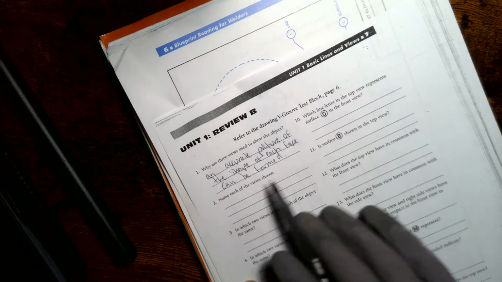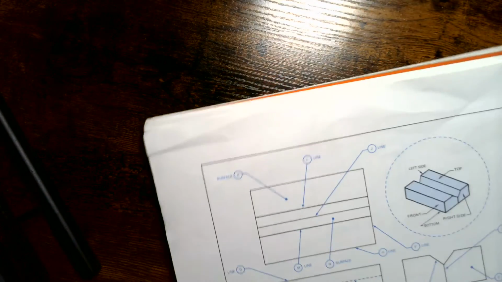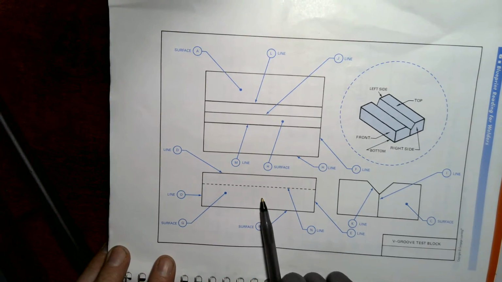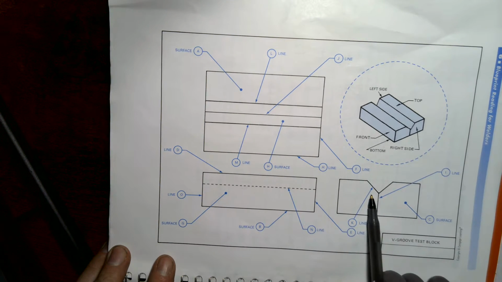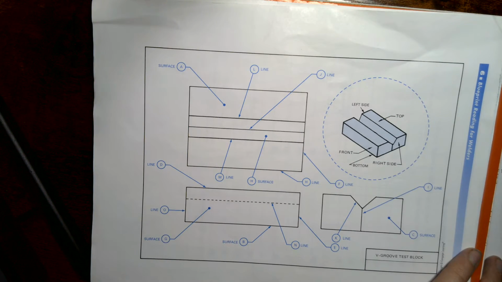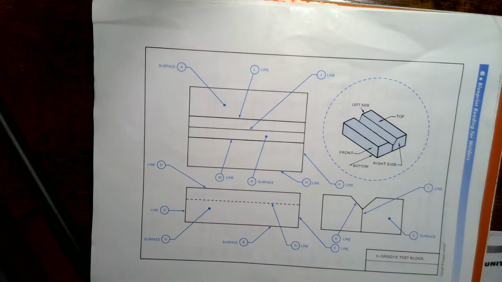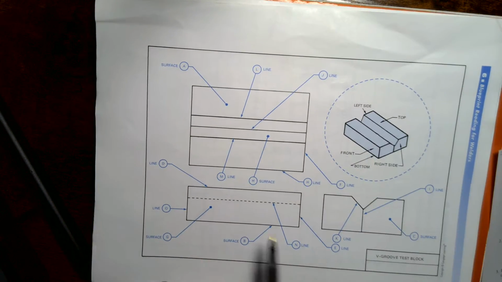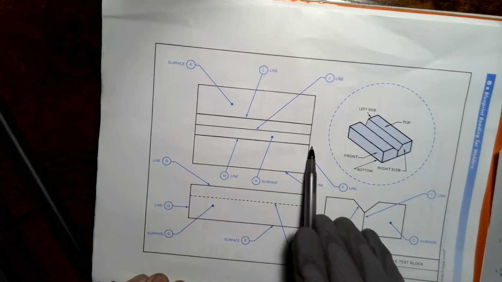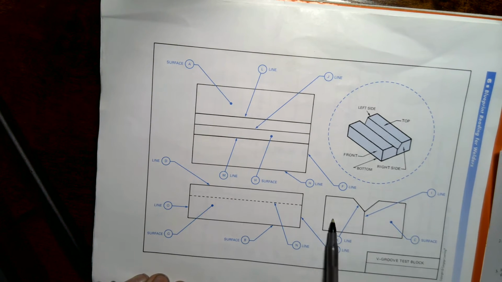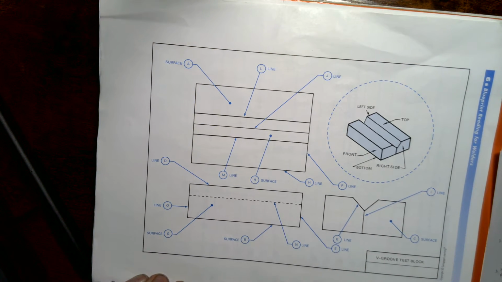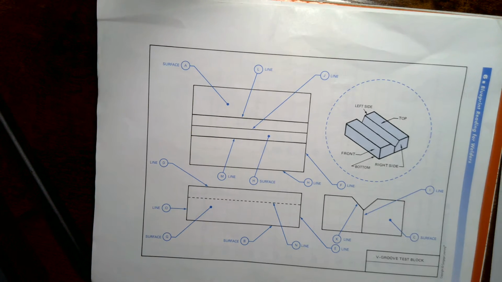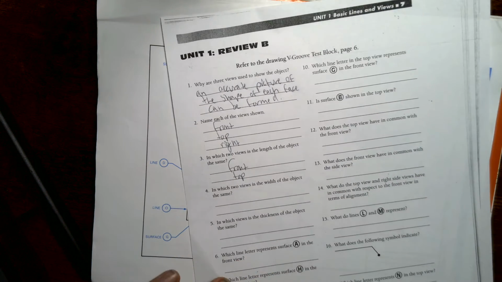Name each of the views shown. Alright, so we have a front, top, and right side view. So front, top, right. Number 3 asks us, in which 2 views is the length of the object the same? Check it out. This is the length of the object here. So you can't see that here. I would say the front and the top. Front, top. That's what we're looking like.